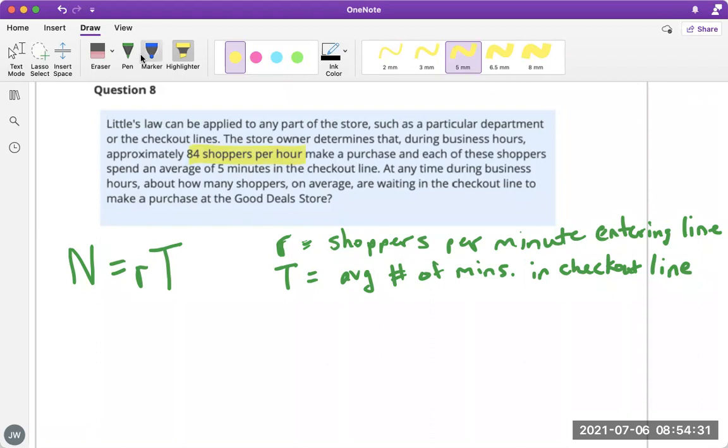All right, you guys with me? Because that's not the same unit of measure. That won't work. All right, so let's see how can we change that. In order to convert it to the number of shoppers per minute, so that we can actually use the T equals 5, let's see, there's 60 minutes in 1 hour, and we're given 84 shoppers per hour.